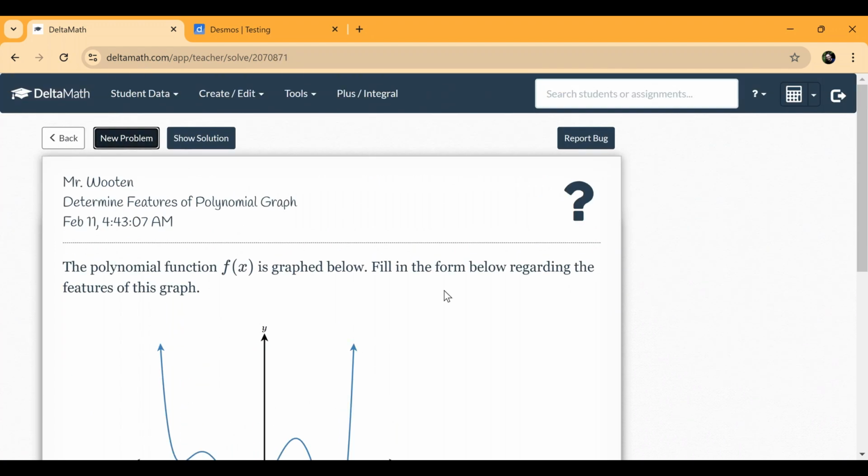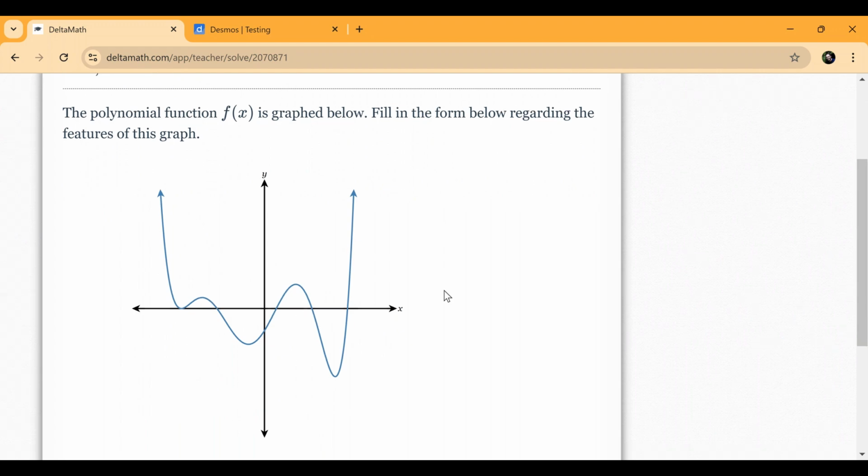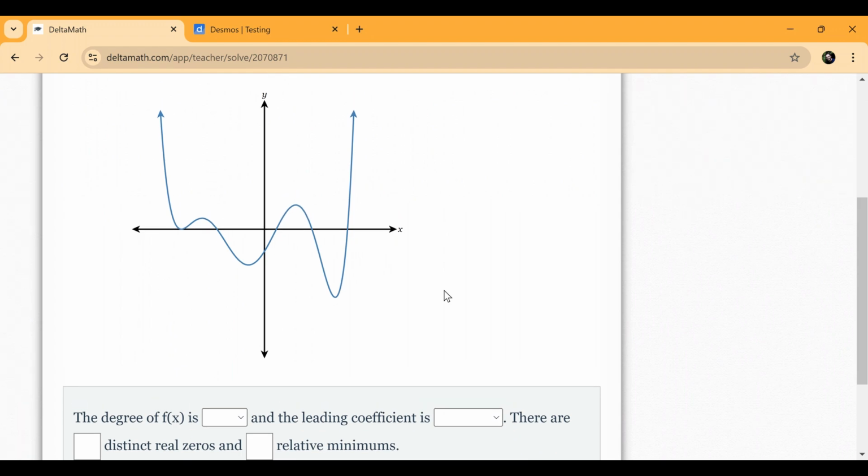Another example. Here we have another polynomial function graphed. Our job is to fill in the form once again regarding the features of this graph. What's going to be the degree of this one? Well, notice how both the arms are pointed up. That's the same direction. That always happens with even degrees. But let's count them just to check.